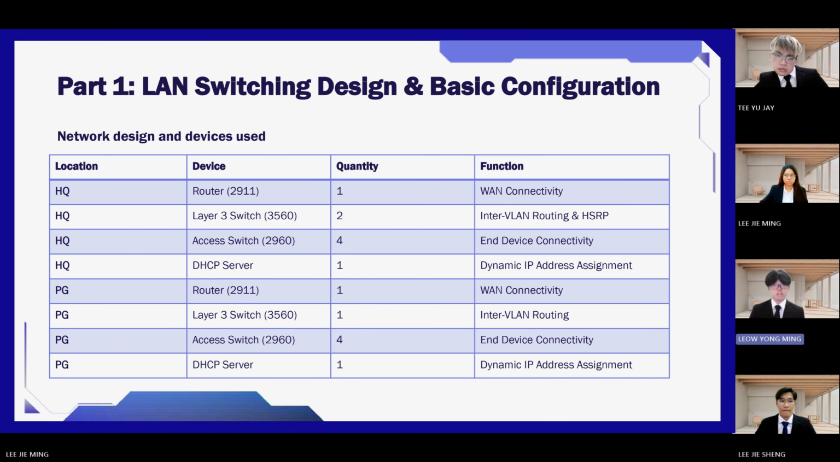The 2 sites are connected through a serial link between the HQ router and the PG router, allowing communications between both branches. This design provides scalability, redundancy, efficient communications, and centralized network management.